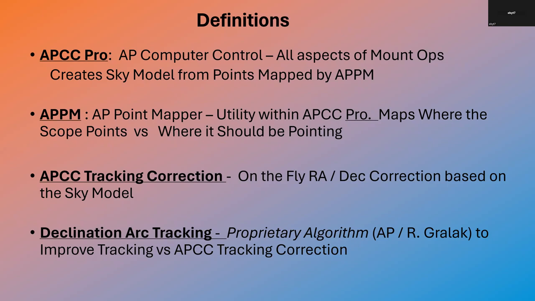And then for imaging particularly, you have APCC tracking correction. That's an on-the-fly correction algorithm to send signals to the mount to keep everything centered up and have good tracking. But there's also a secondary tracking capability called declination arc tracking. That's a proprietary algorithm written by Ray, which supposedly, and I believe does, improve tracking versus using APCC tracking by itself.